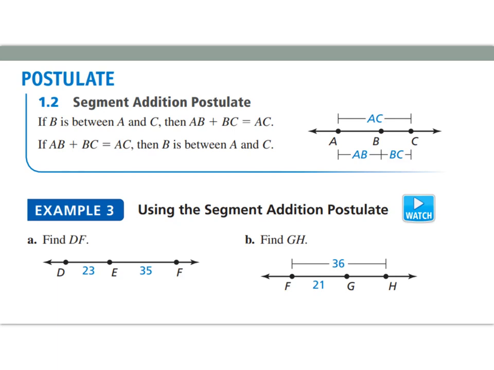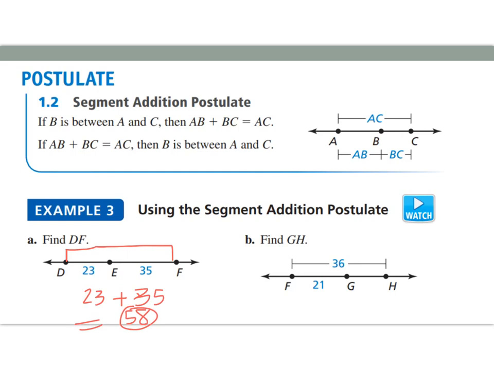So for example 3, it says using the segment addition postulate, we want to find DF. Here I want to find the length from D to F, and I can do that by taking 23 and adding that to 35. When I add those two together, I get a total distance of 58 units.